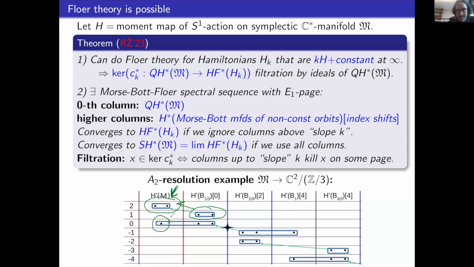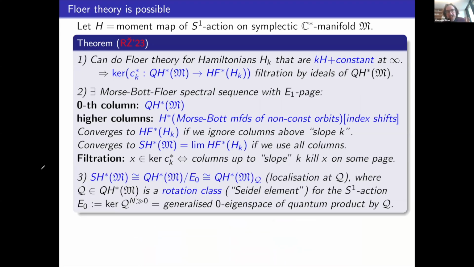All right. Okay. And the next thing I want to say is also we managed to calculate what these symplectic cohomology groups are. So the symplectic cohomology in this case turns out to be a quotient of quantum cohomology, or if you like, it's a localization of quantum cohomology at a special class. So associated to this Hamiltonian S1 action, there's a rotation class. So for closed symplectic manifolds, this is called the Seidel element, and it's an invertible class. But in this non-compact case, these are non-invertible elements.